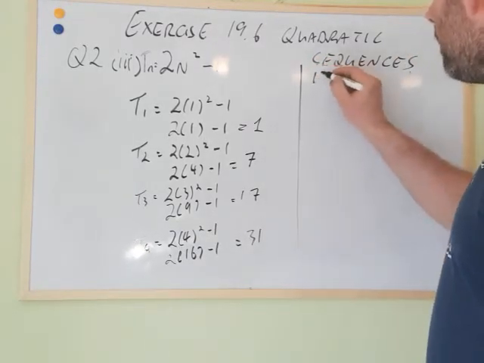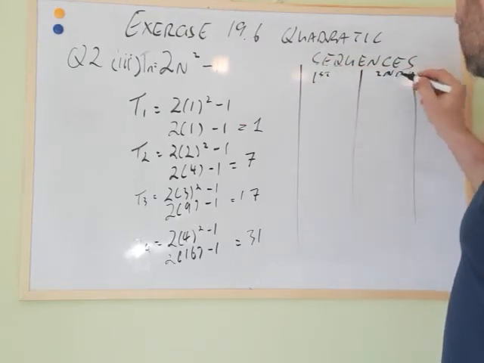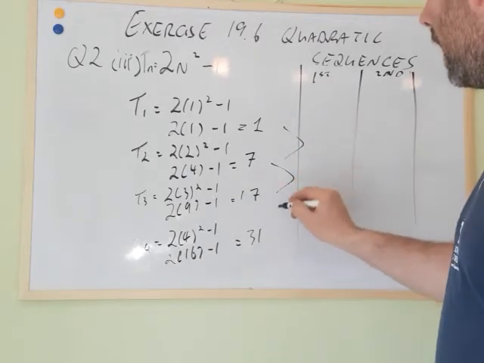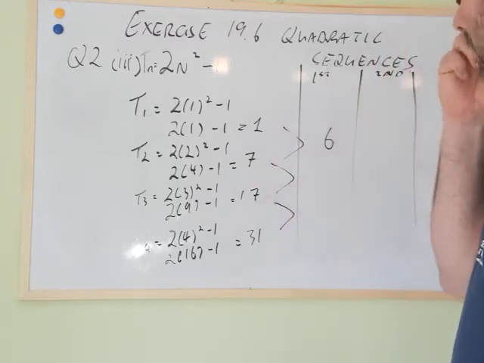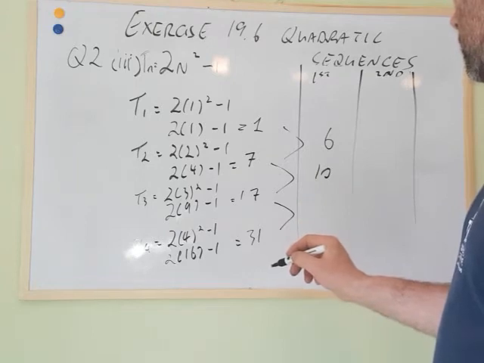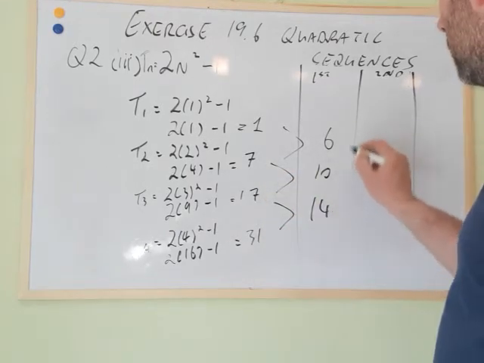Now they haven't asked us to do this, but we're going to do it anyway because we're good math students. Prove that this is a quadratic sequence. We get our first difference. 7 minus 1 is 6. 17 minus 7 is 10. And 31 minus 17 is 14.